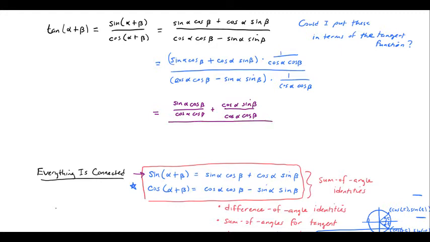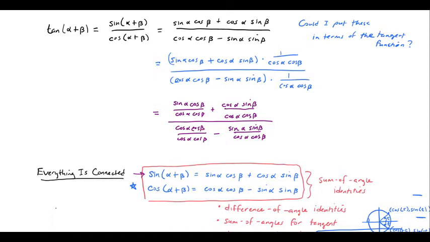All right, and then in the denominator, I have, let's see, cosine alpha, cosine beta, over cosine alpha, cosine beta, minus sine of alpha, sine of beta, over cosine of alpha, cosine of beta. Okay, so what do we have here? Let's just keep track of what we have that might cancel here.